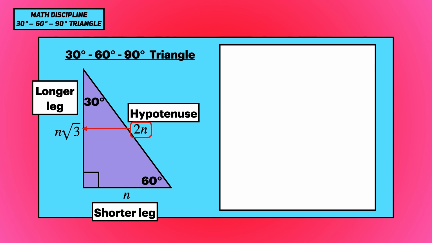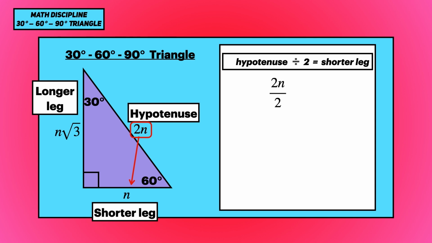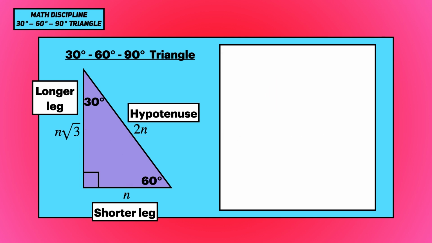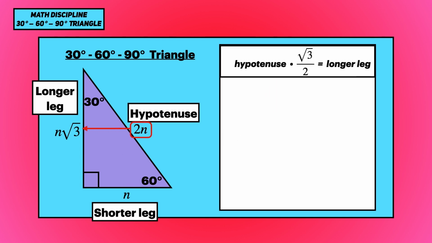If you want to go from the hypotenuse to the longer leg, the easiest way is to first get the length of the shorter leg by dividing by 2, then multiply the shorter leg by the square root of 3. If you want to go directly from the hypotenuse to the longer leg, multiply the hypotenuse by the fraction square root of 3 over 2. 2n times square root of 3 over 2 gives you 2n square root of 3 over 2. The 2's cancel out and you're left with n square root of 3.